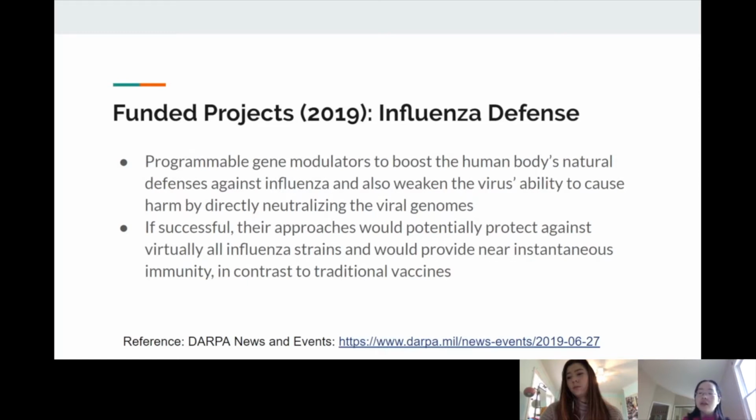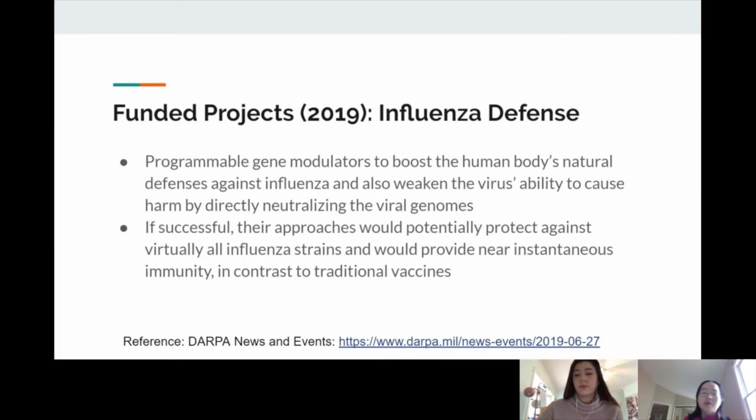All of these strains would be destroyed by the approaches, in that humans wouldn't have to worry about influenza ever. It would never evolve to the point where it would be able to attack humans again.